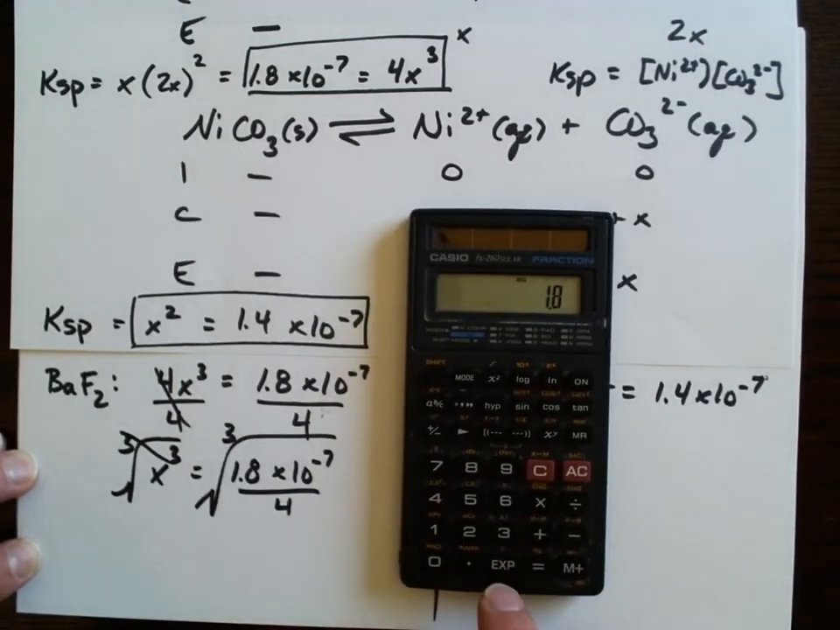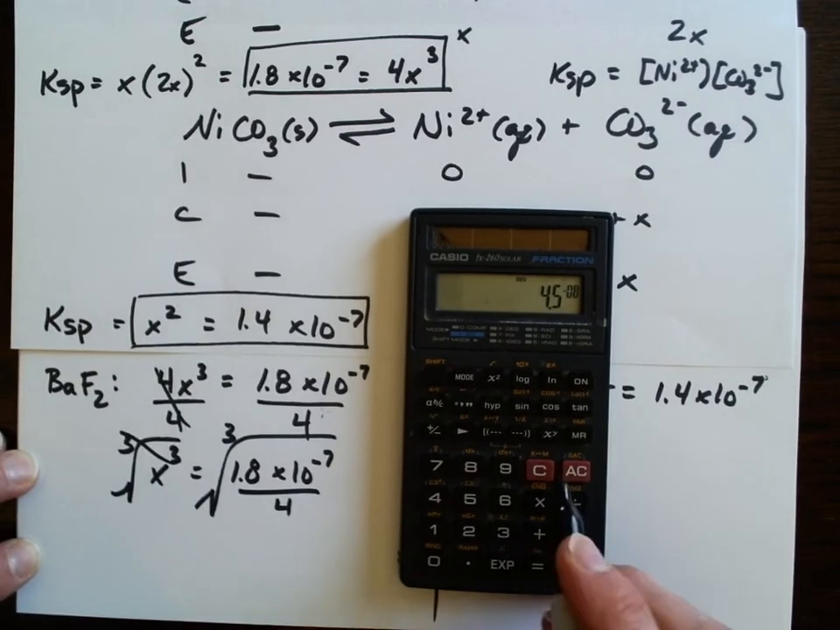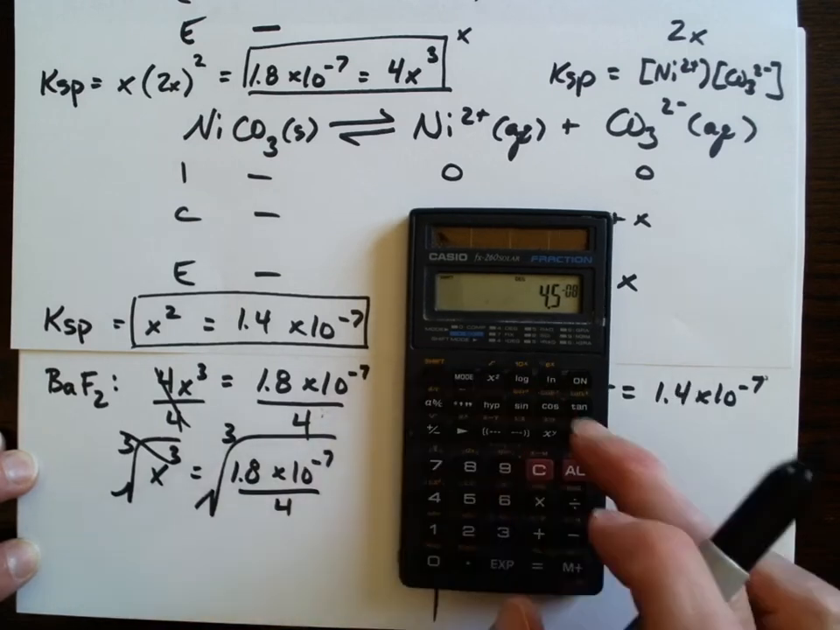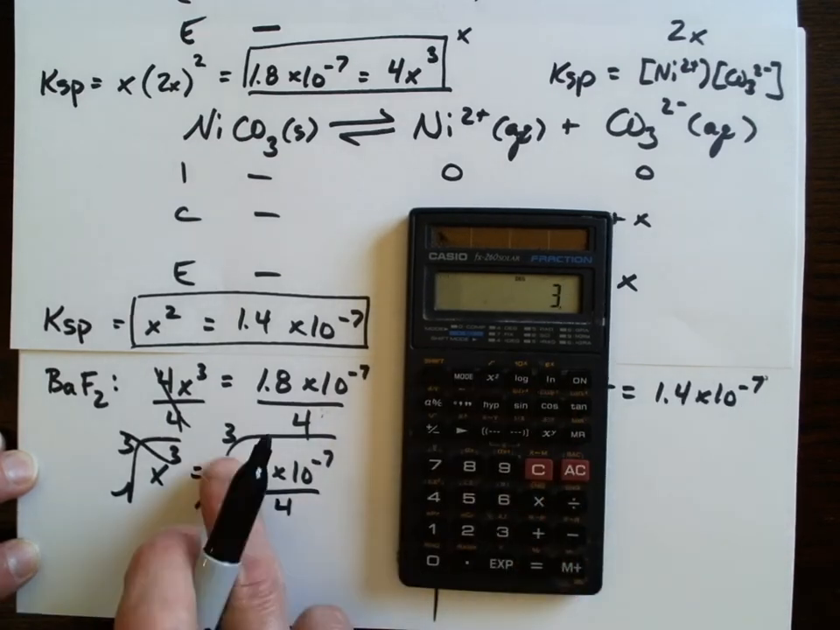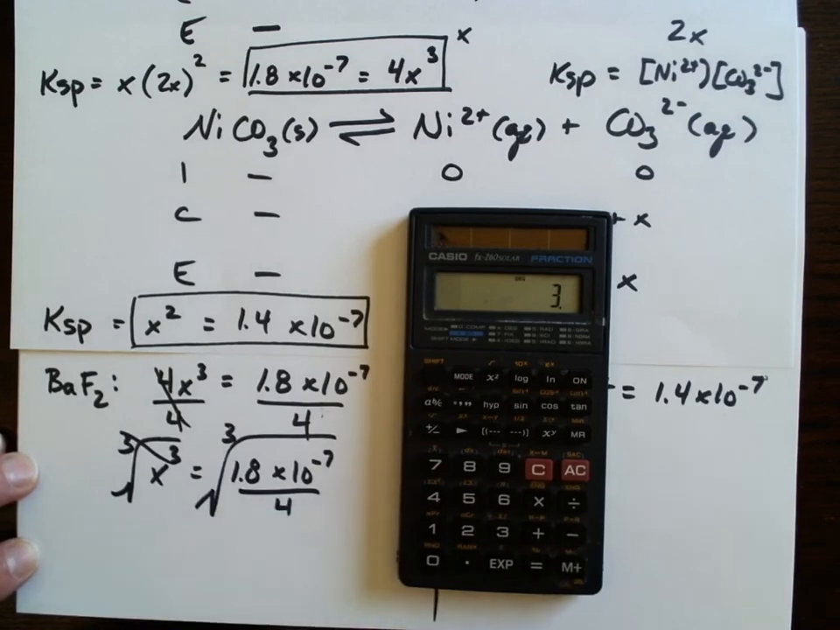1.8 times 10 to the negative 7. I'm going to divide that by 4, and I'm going to take the cube root of it. Here it is. This is a cube root button. It's x to the 1 over y. So if I hit this, x to the 1 over y, if I do 3, I'm taking the third root of it, which is the x to the third power, so I'm taking the third root of the number.